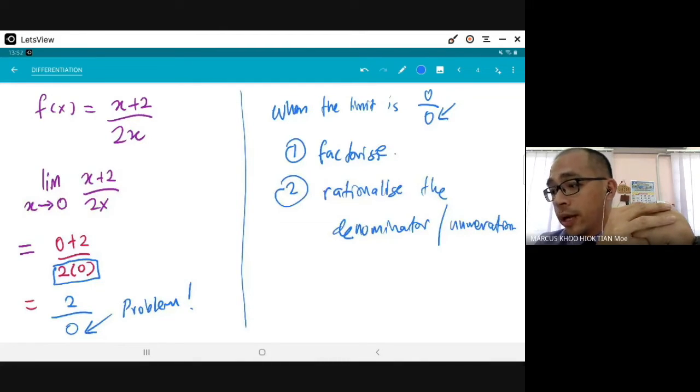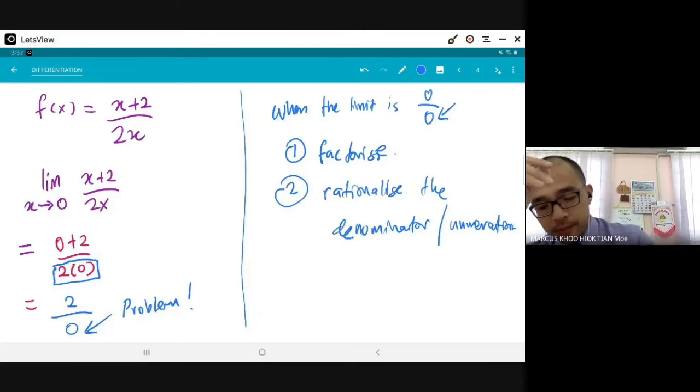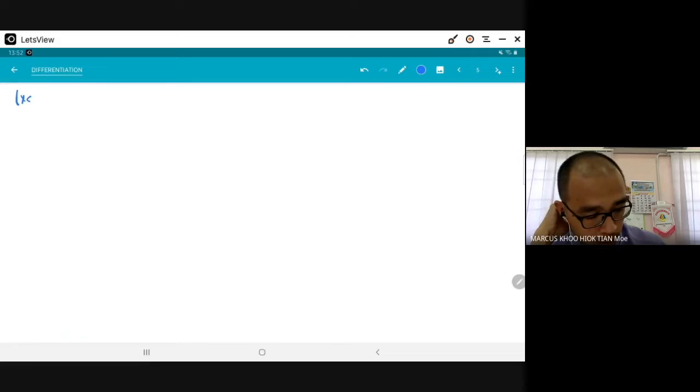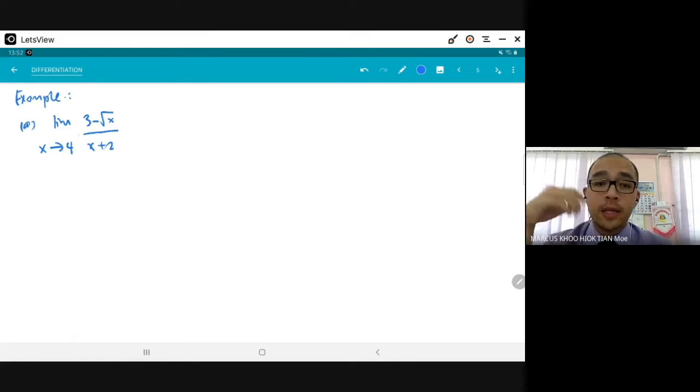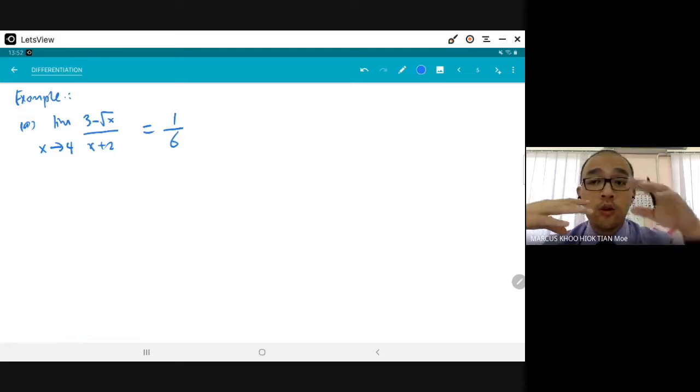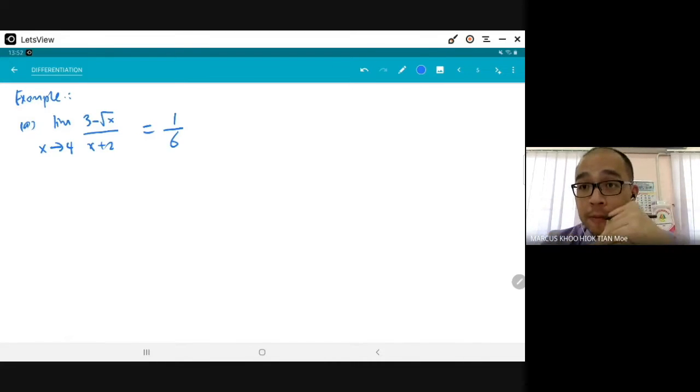Okay, so I want you to look at example 1 in page 32. Okay, let me see if I can explain this example properly. So, the question A, limit of 3 minus square root of x over x plus 2 when x is approaching 4. Ini boleh. Kamu substitute saja terus, x equals to 4, and then you count, you get the number 1 over 6 lah. So ini no problem lah, sebab tinggal kamu mengganti sahaja. Is that okay, everyone? Can?